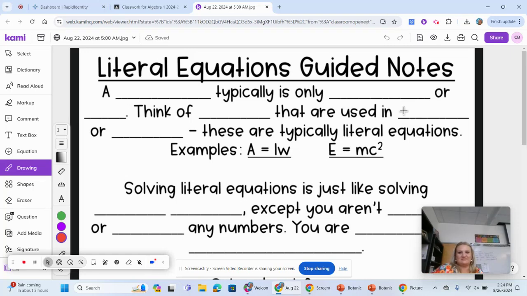Okay, my friends, today we are going to be learning about literal equations. So you have a note sheet and you are going to be filling this out with me and filling in the blanks on your notes.